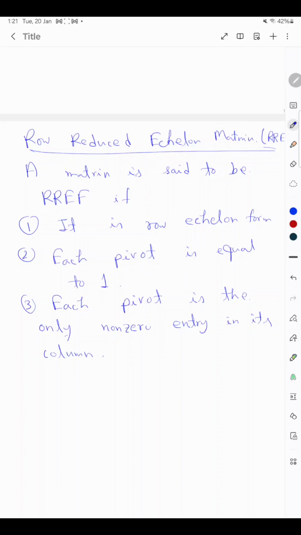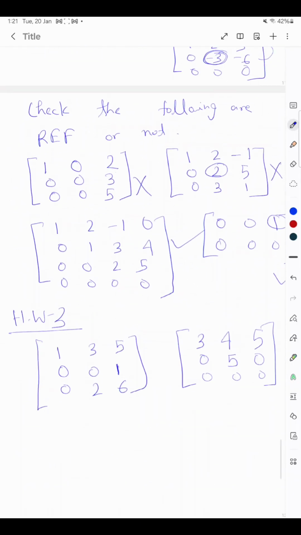So what is changed here? You see, it is in row echelon form, so all the properties of REF are in RREF also. Next is the pivot element, whatever you have, that type of element should be 1. So you see, this element, I am highlighting this one. Okay, so this is your REF, right?